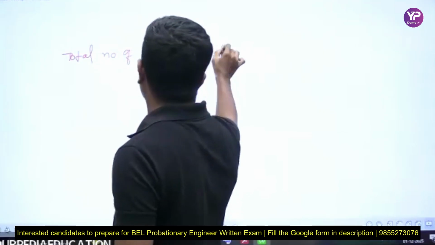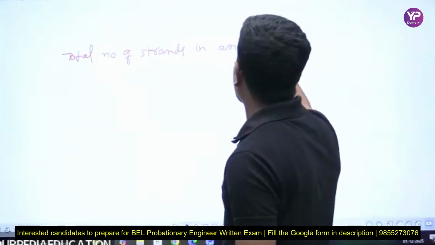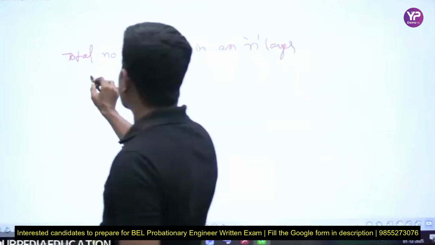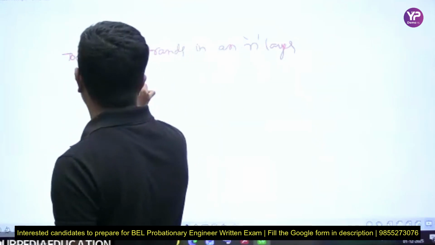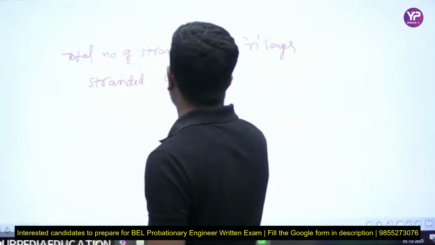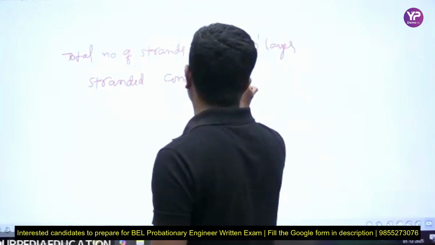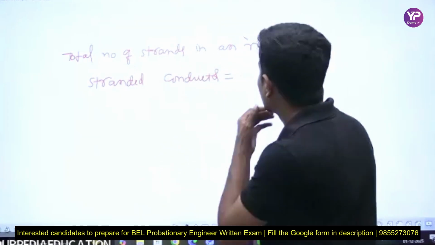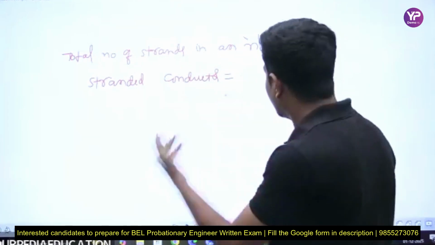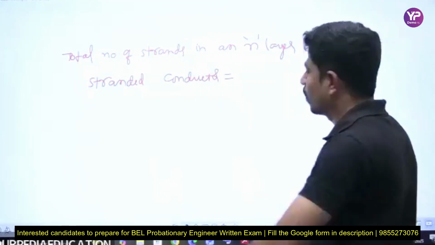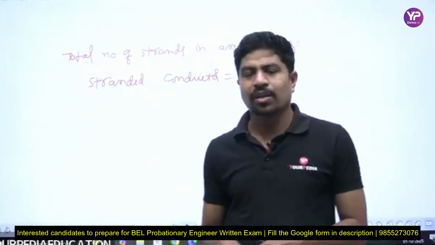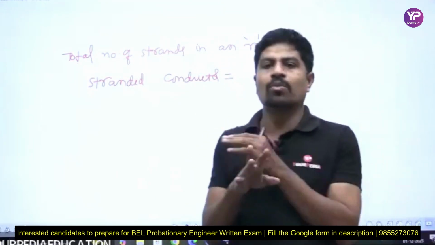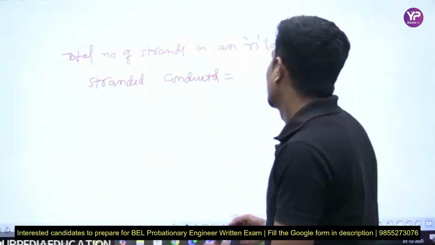Total number of strands in an n layer stranded conductor is equal to, so I have to derive it. Why? Because it seems I forgot the formula. I never remember the formulas which I can derive. Why? Because I am not going to write the examination, right?